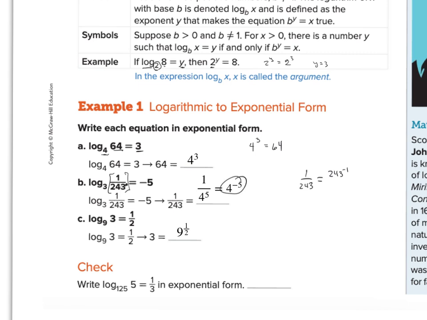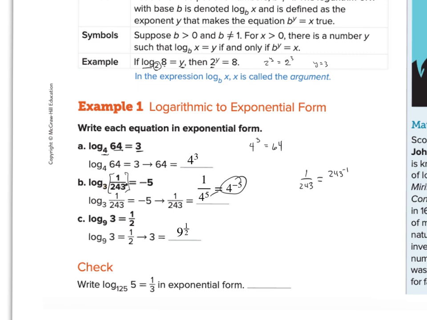How did they come up with that negative? That's how they came up with that negative. So keeping that in mind, 3 raised to some exponent is going to be 1 over 243. So again, we have 1 over 243, which is 1 over 3 to the 5th, the same thing as 3 to the negative 5th.